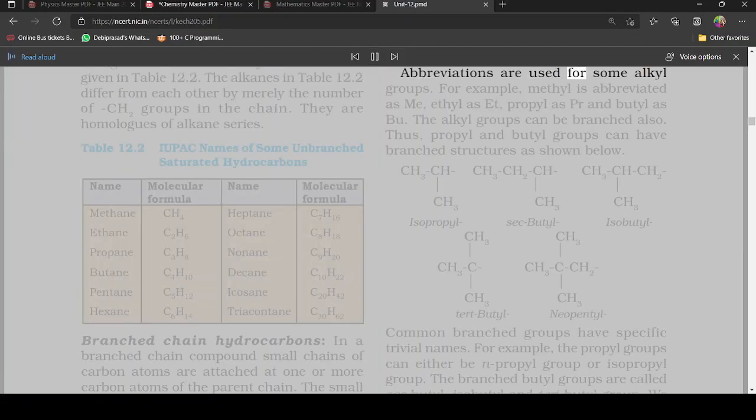Abbreviations are used for some alkyl groups. For example, methyl is abbreviated as Me, ethyl as Et, propyl as Pr, and butyl as Bu. The alkyl groups can be branched also. Thus, propyl and butyl groups can have branched structures as shown below.